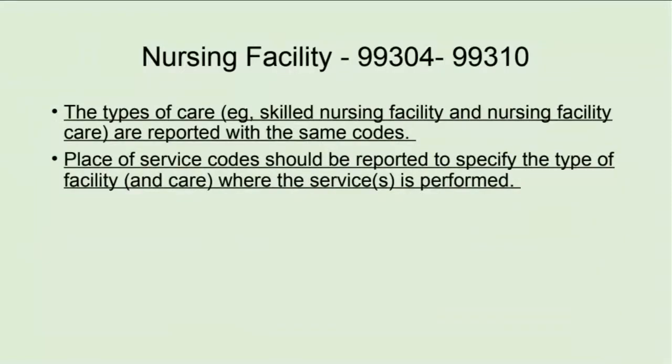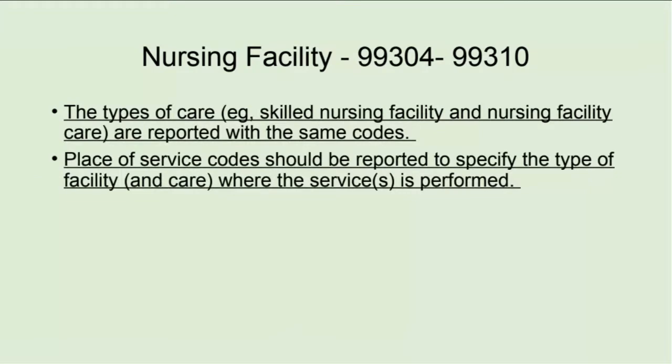So this is interesting. The nursing facility care includes skilled nursing facility and nursing facility, but all of those services are reported using the same set of codes. So how do you know which kind of service it is? Well, the place of service codes should be reported to identify the type of facility and care where the services are performed. The place of service codes indicate the type.